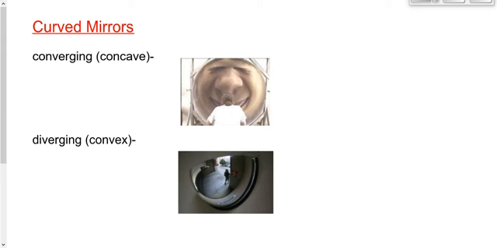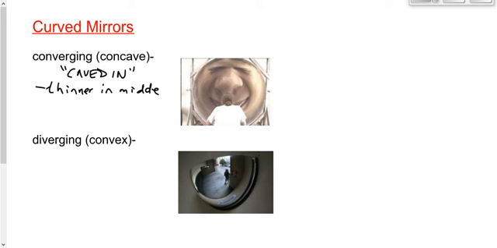We've got two kinds of curved mirrors. We've got converging, which is also known as concave. We have diverging, which is also known as convex. A converging or concave mirror is a mirror that is caved in in the middle. In other words, it's thinner in the middle than it is at the edges.